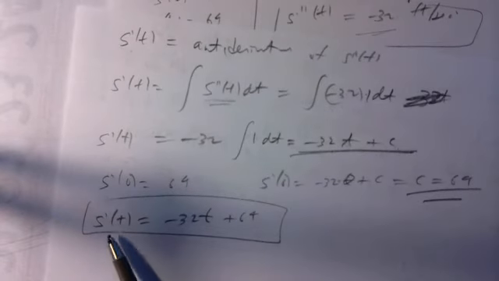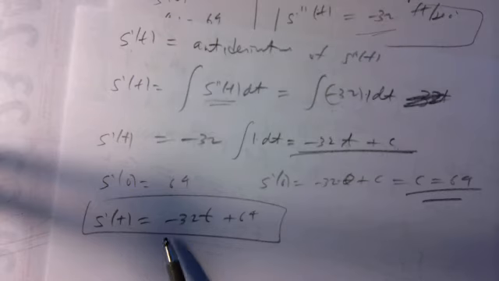So S prime of t is minus 32t plus 64. Check. What's the derivative of this? It's minus 32. The second derivative is minus 32. That's what it has to be. What is this when t equals 0? When t equals 0, it's 64. That's the initial condition. So S prime of t is this.